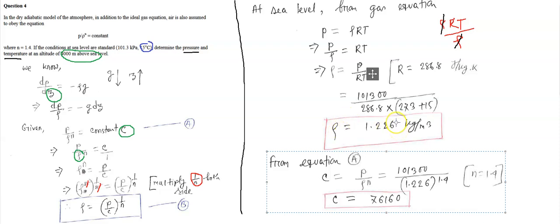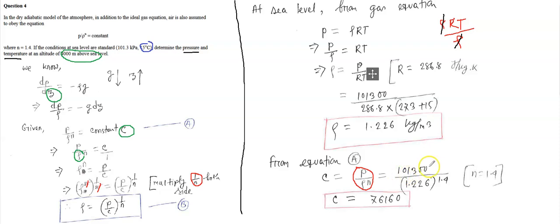So look, we know the pressure and we know the density. If you see equation A, P over rho^n equals constant C. So can we write C equals P over rho^n from here? You see, from equation A we wrote C equals P over rho^n. I told you we're going to use this later.